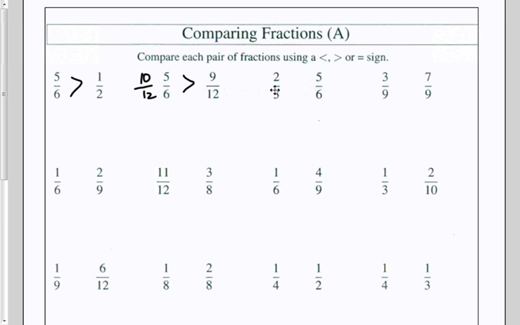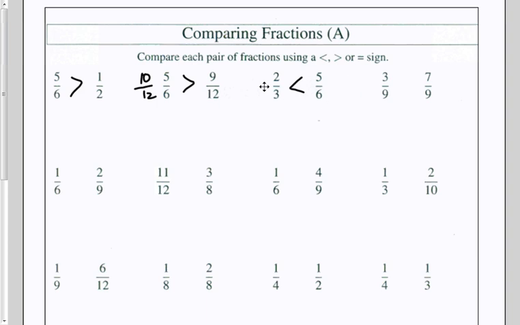All right, we have 2/3 and 5/6. Now, we talked about this in class. Both of them are missing one piece. Well, since thirds are larger pieces than sixths, and it's missing one larger piece, then I know that this is actually going to be smaller than this one right here.